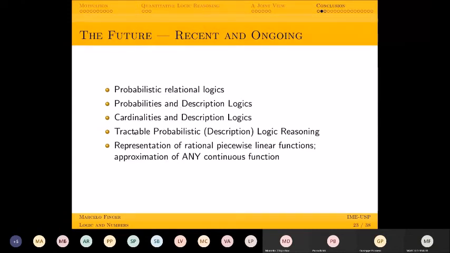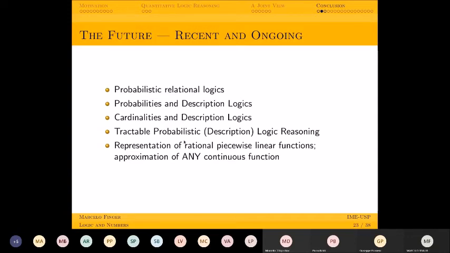But we now have tractable probabilistic description logics, but we have to weaken the description logics. I'm working on this now. It seems that EL is too strong to obtain tractability. We need something weaker, and I'm working on this at the very moment. But studying Lukasiewicz infinitely valued logics has opened a new world for me.